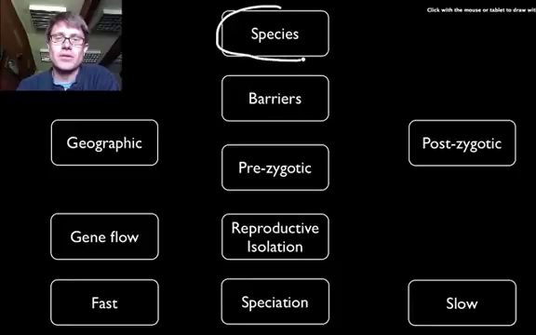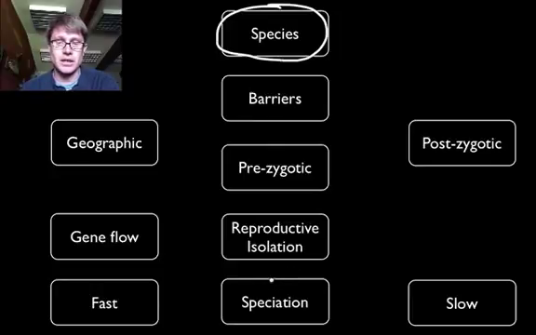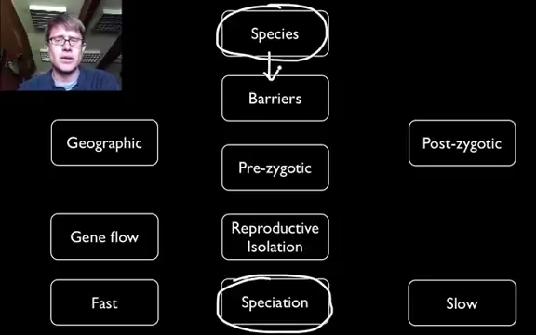We have to start with a group, one species. So this is a group of individuals that can interbreed and produce fertile offspring. And we're eventually going to end up with 2 species, and that process is called speciation. So what's the first thing that we have to do? We have to create a barrier.